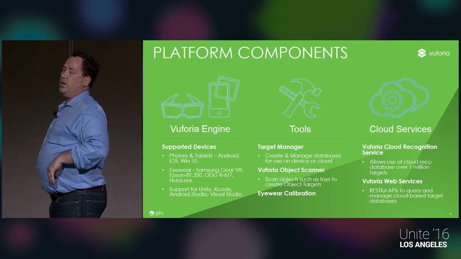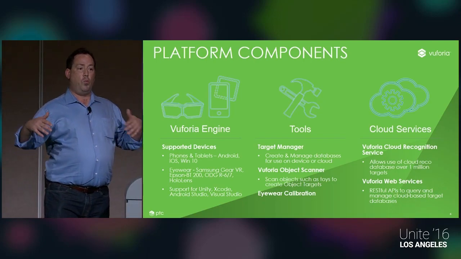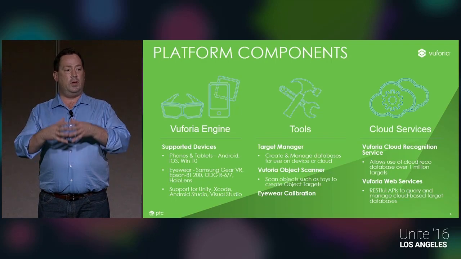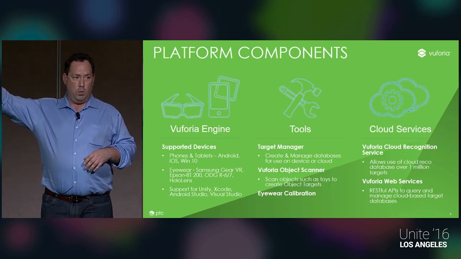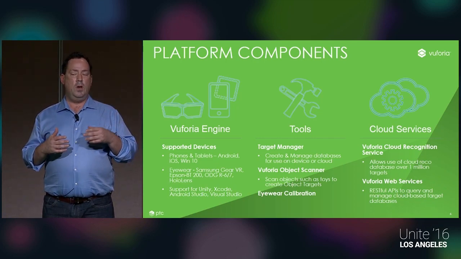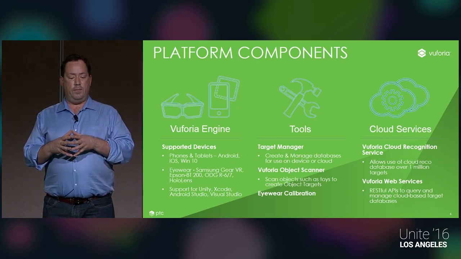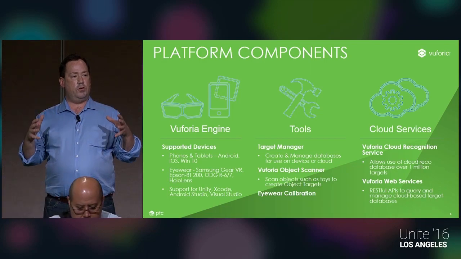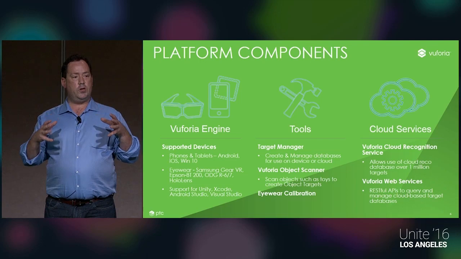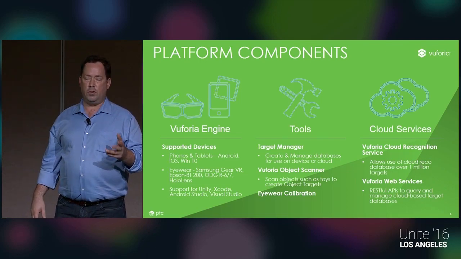And then we also offer a range of cloud services. So these are web-based services that support things like image recognition, also to deliver trackable images. We can hold over 1 million images in these services, and we support a REST API. So what that means is if you have an application that needs to support a large number of images or needs to version images quickly, you can basically provision those from your own content management system using our cloud services.